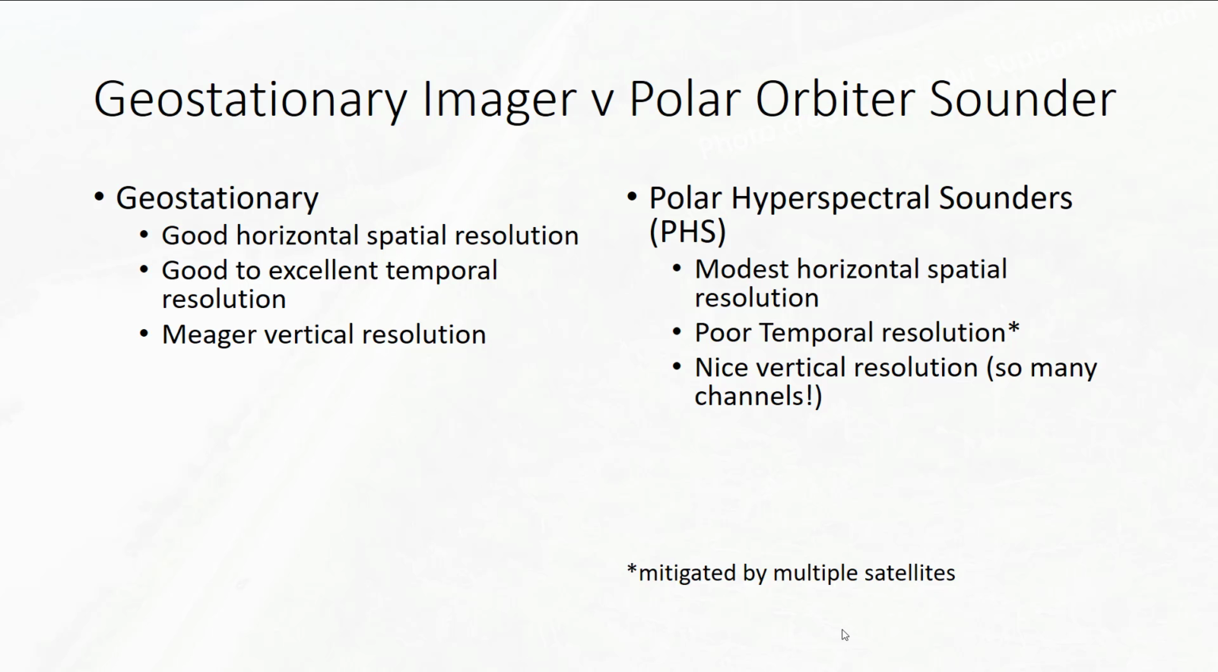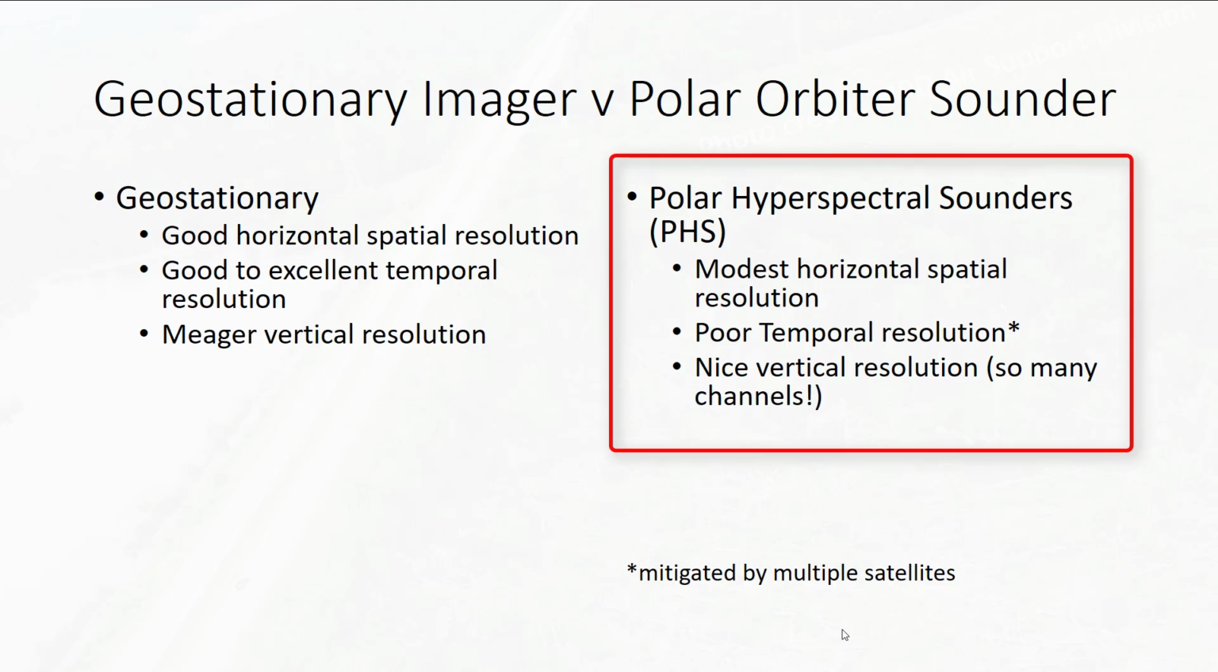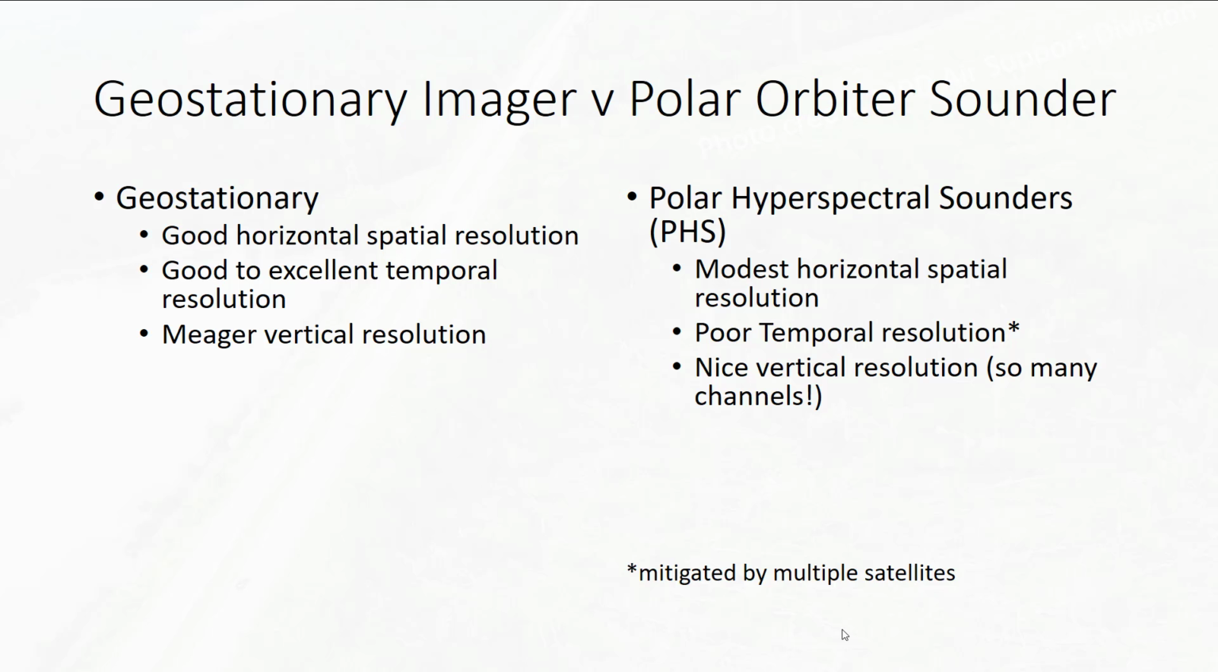The strengths of geostationary satellites are good spatial resolution and excellent temporal resolution. The strength of polar satellites is that there is excellent spectral resolution. If you blend the two, you take advantage of the strengths of both.